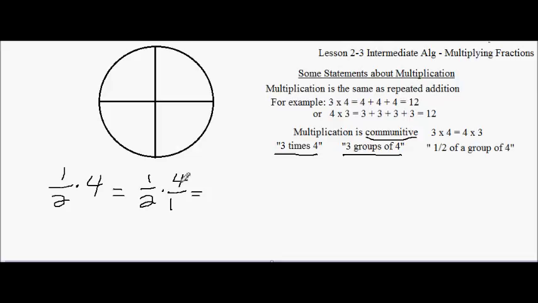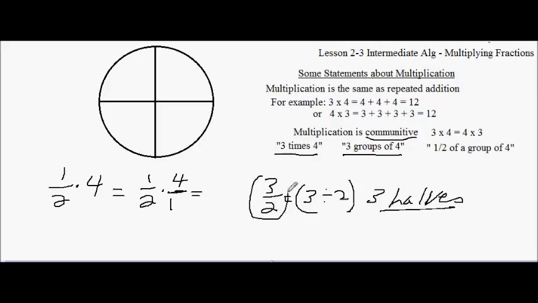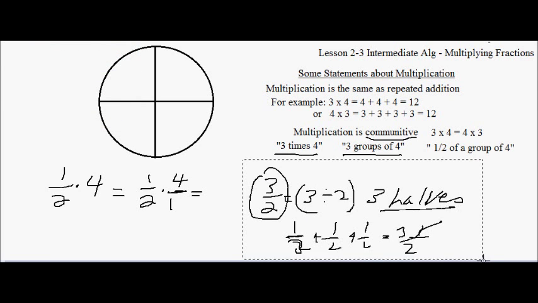And that 4 over 1 is a divide by. Remember, 3 halves means I have 1 half plus 1 half plus 1 half, which is 3 halves. Or I could say it's 3 divided by 2. This gets confusing, but a fraction bar is a divide by.